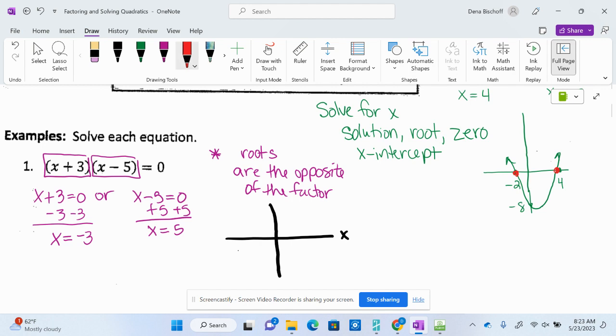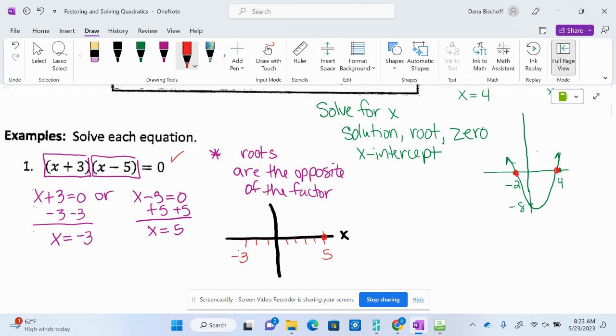So what are the two places that this crosses the x-axis? Yeah, positive 5. 1, 2, 3, 4, 5. And at negative 3. 1, 2, 3.